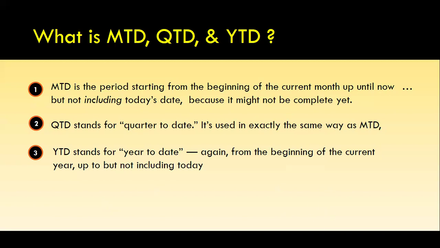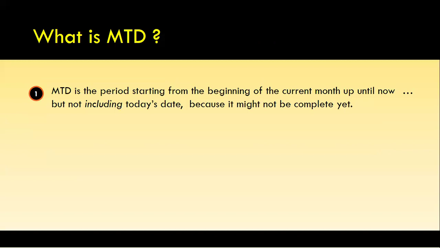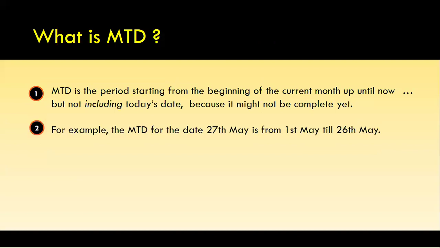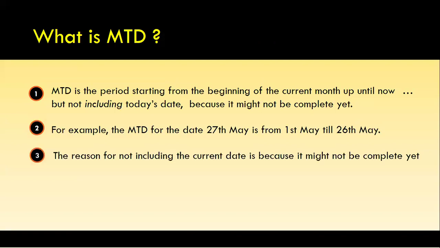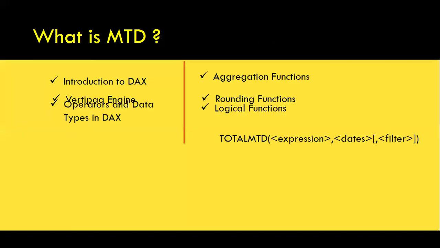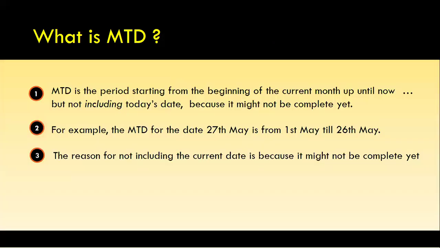After 2 p.m., what about the rest of the day? So this is what month to date, quarter to date, year to date is all about. And now let us understand what exactly month to date is and how it works. Like I said, as of today, whatever sales you made since the beginning of this month up until now, but excluding today's sales.